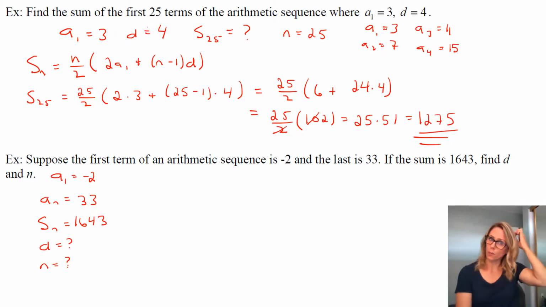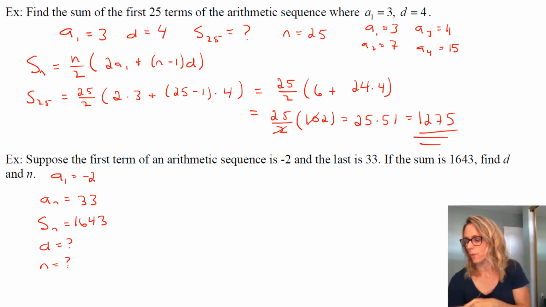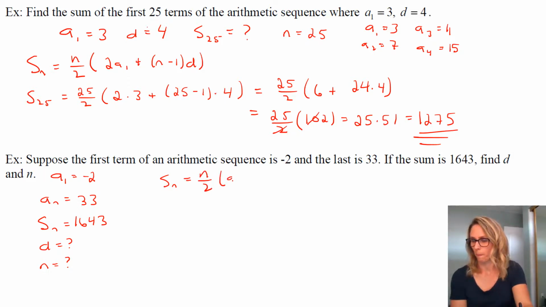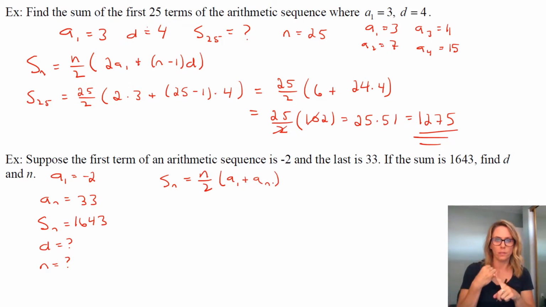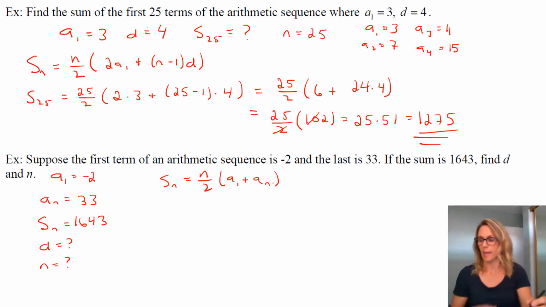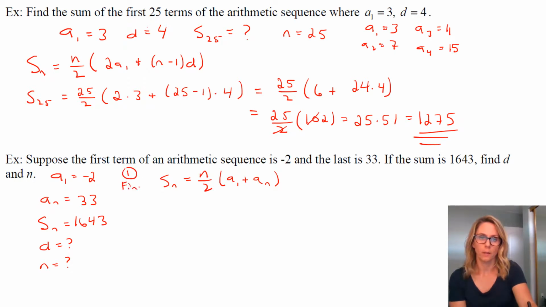All right, so we can think about these formulas that we have. And we notice that in our text box, middle of page 4, we have a second one, which is S sub n equals n over 2 times a sub 1 plus a sub n. So you can see that we have a sub 1, we have a sub n, and we also have S sub n. So because of that, we can now find n. So we'll put it here, find n.